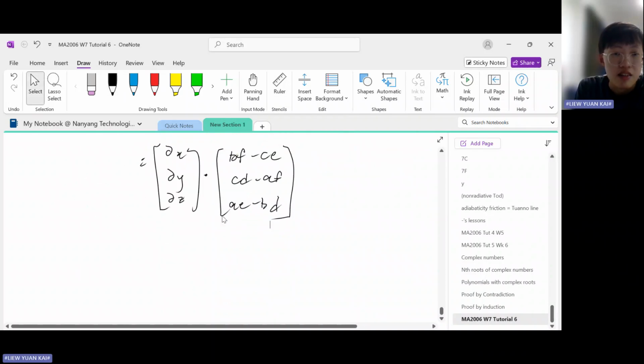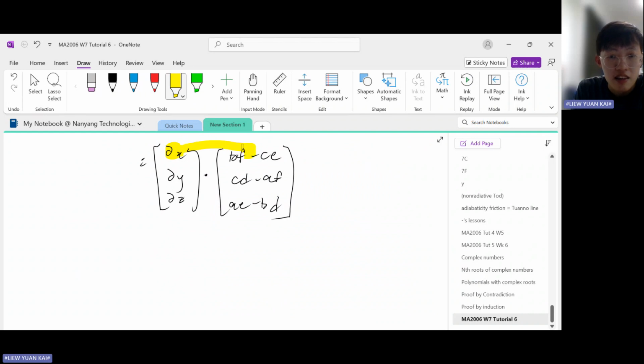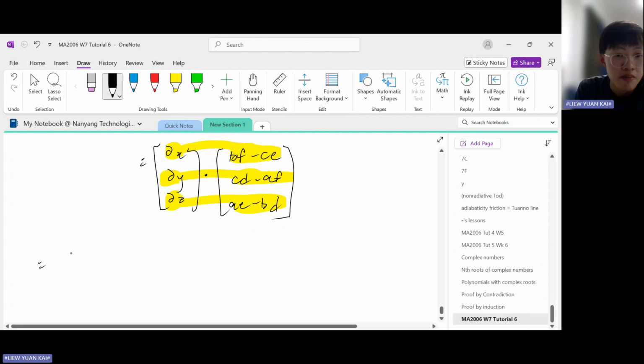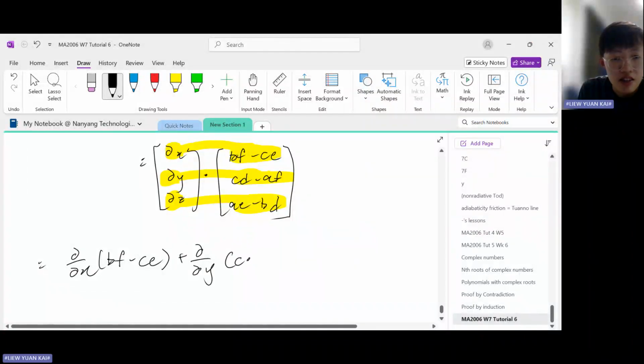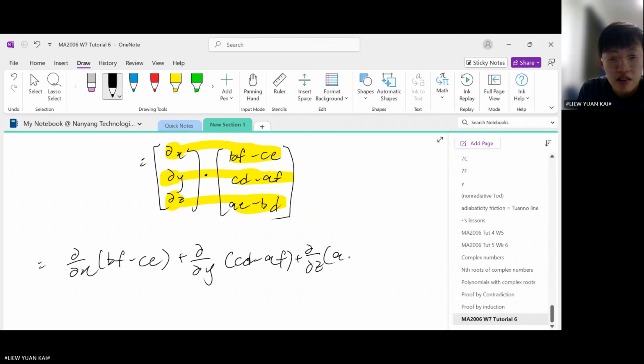Okay, so how do you process the dot product? This acts on this, plus this acts on this, plus this acts on this. So this will become, okay, I'm going to write it out in full first. This acts on the first entry, plus this acts on the second entry, plus this acting on the third entry.